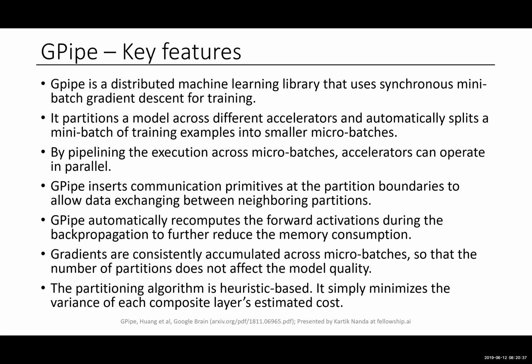Okay, the partitioning algorithm. So in other words, how does GPipe actually partition the problem amongst the workers? That is heuristic based. Currently, it simply minimizes the variance of each composite layer's estimated cost. This is something that I have not gone into too much detail on, exactly how they do it. They do say that this is a fairly straightforward thing right now, and that better partitioning algorithms in the future would actually make GPipe better.